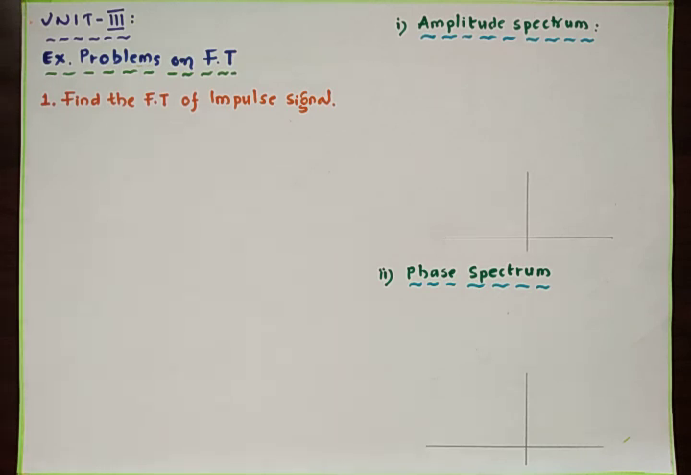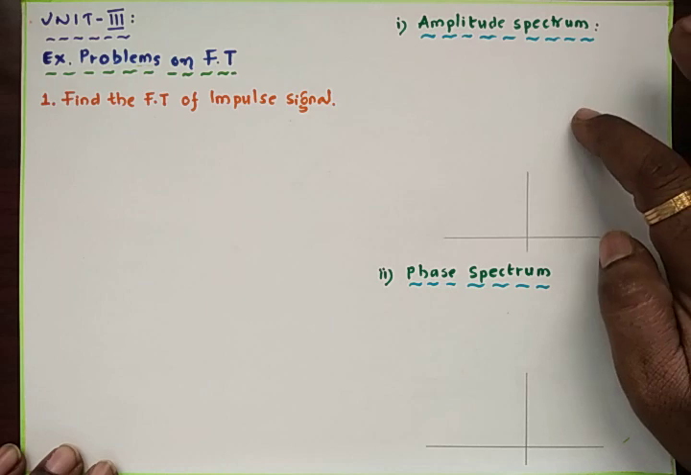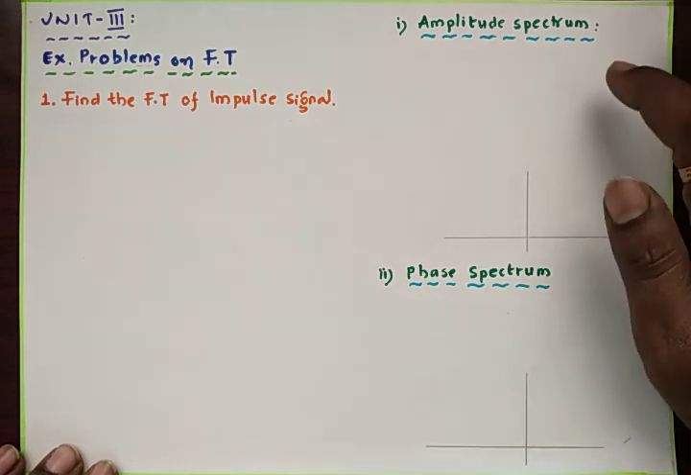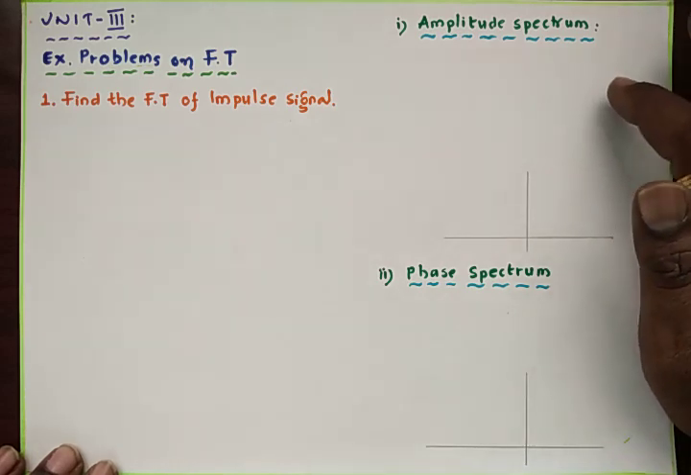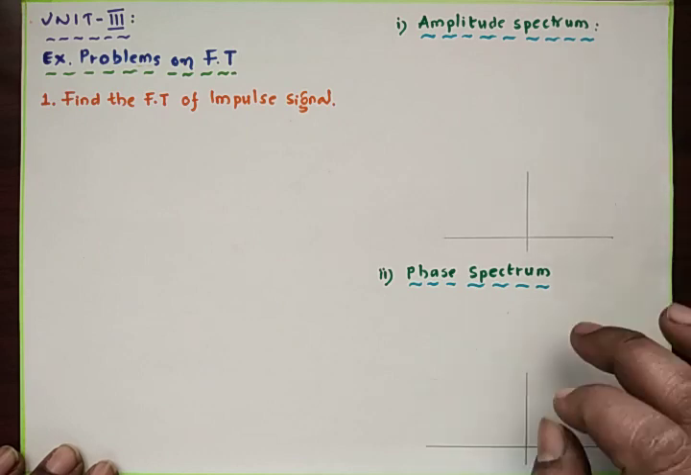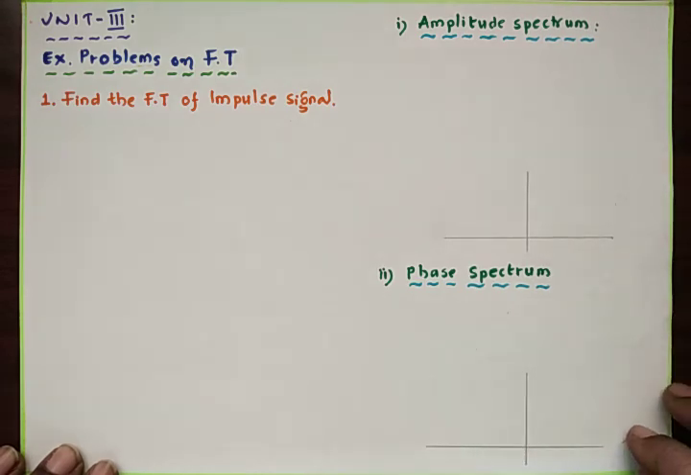The Fourier transform is a mathematical tool which is used to convert the time domain signal into the frequency domain signal. After converting the time domain signal into the frequency domain signal, we have to plot two graphs: the amplitude spectrum, also called the magnitude spectrum, and the phase spectrum.